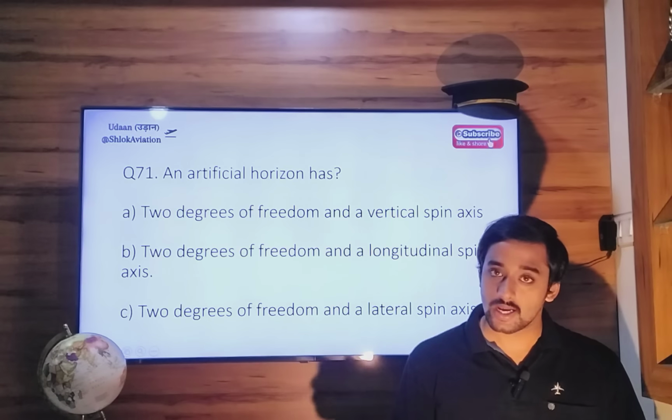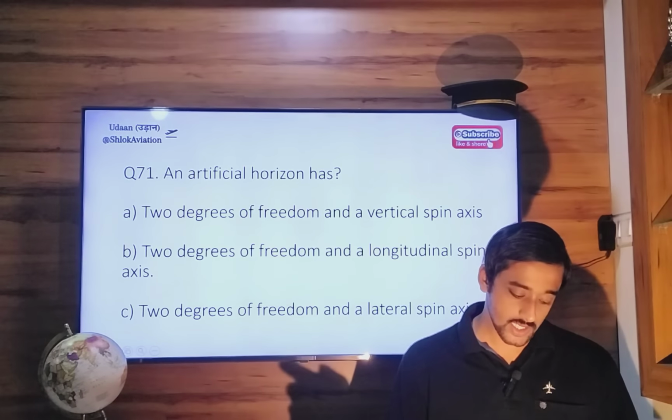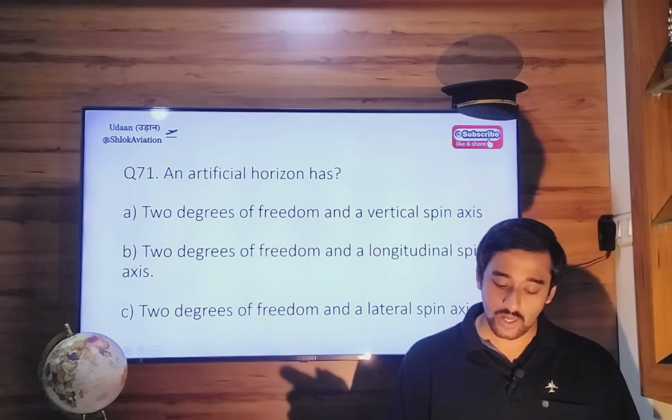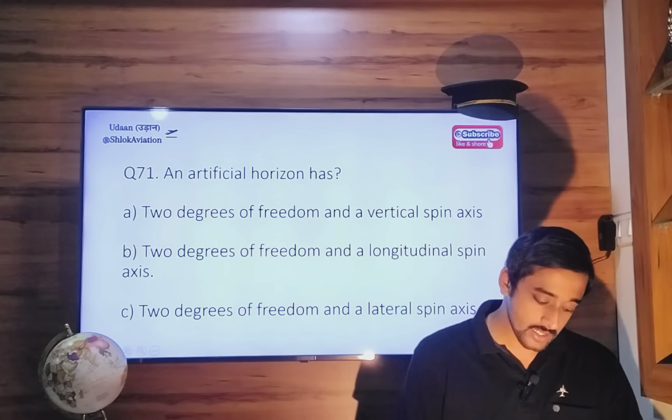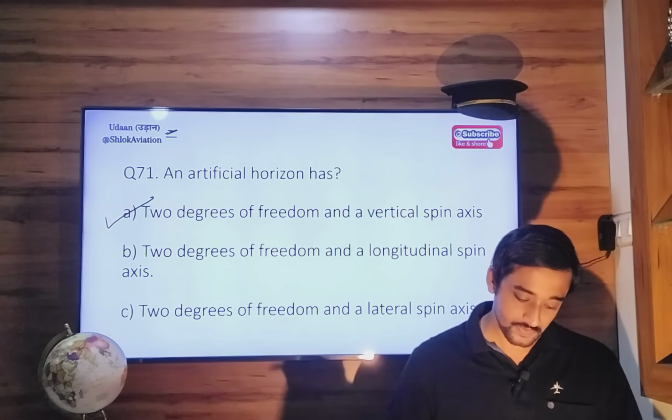An artificial horizon has: vertical spin axis, 2 degrees freedom; longitudinal spin axis, 2 degrees freedom; and a lateral spin axis. So the correct answer is 2 degrees freedom and vertical spin axis.